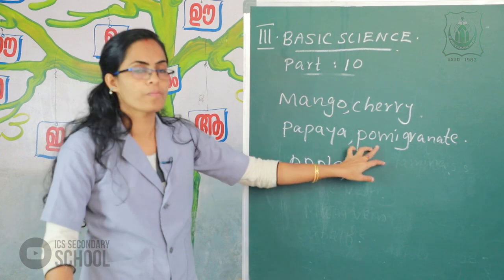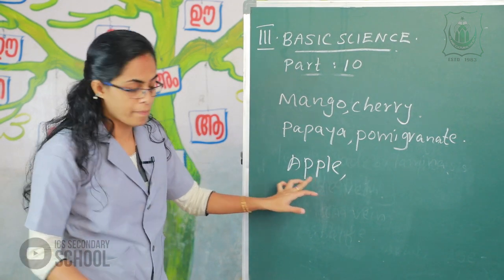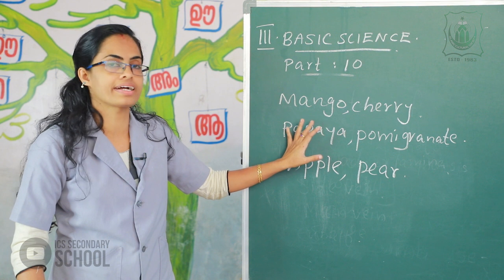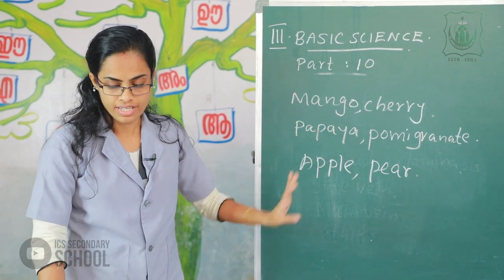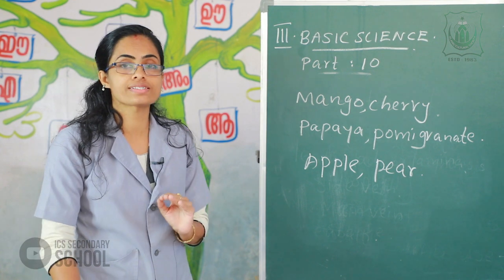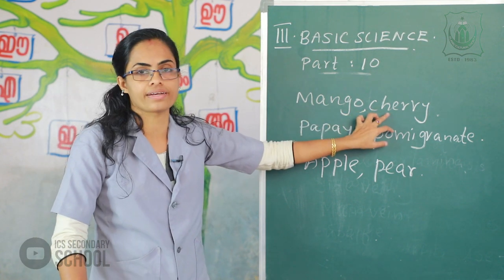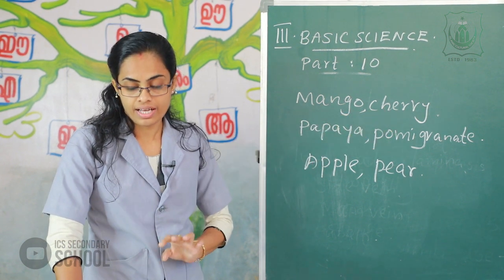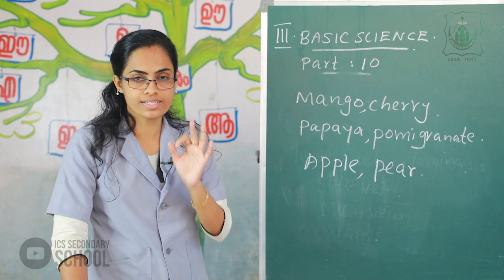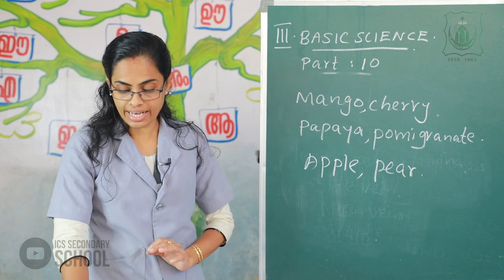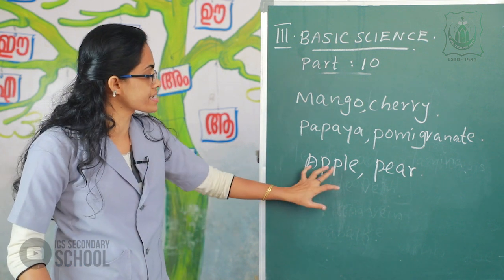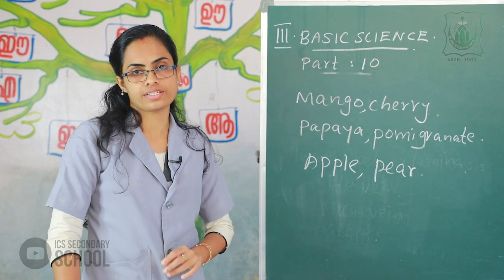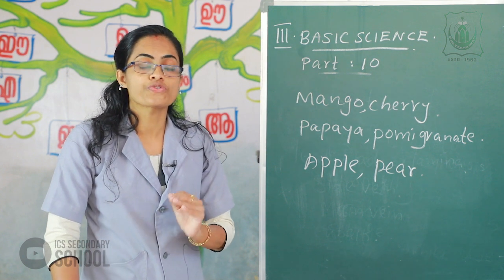The next one, papaya, pomegranate and apple and pear. Please listen here. Most fruits contain seeds. In your textbook, some fruits such as mango and cherry have one seed, only one seed. And the next one, the fruits such as apple and pear have few seeds.